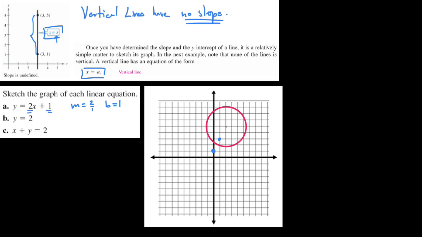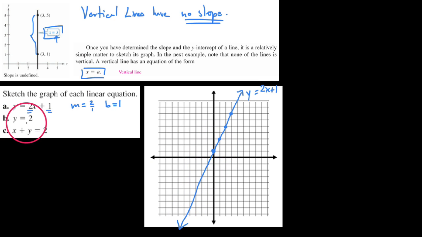So we could do this a couple times. Rises 2, runs 1, rises 2, runs 1. But this would be the graph of our linear equation right here, and I just want to make sure that we do label this here. This is 2x plus 1. So we can see a line that has a slope of 2 and a y-intercept of 1.